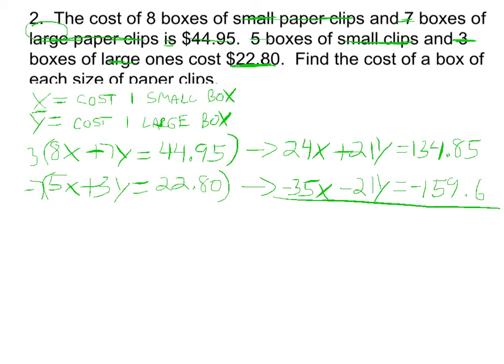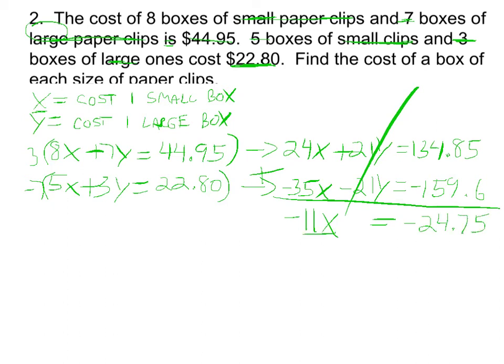Okay, now I can add because these are going to go away. So when I add, these cancel out. So I'm going to put a slash through it right away, and put plus. When I add 24x plus negative 35x, that gives me negative 11x. Line up the equals. And then when I add these, 134.85 minus 159.6, that's going to give me a negative. I'm going to put that in the calculator right now. 134.85 minus 159.6 gives me negative 24.75. So you see how it gets really ugly with these decimals.